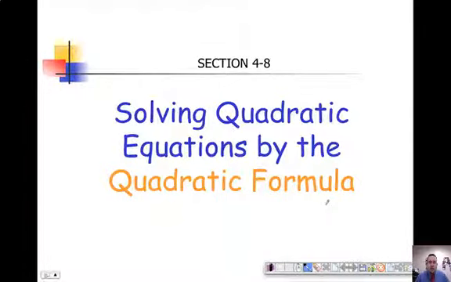Alright, section 4.8. We're going to solve quadratic equations by using the quadratic formula. Now, most of you guys already probably know this. That's great. Let's do a little refresher course. Alright, there's a little bit more to this section than just this.